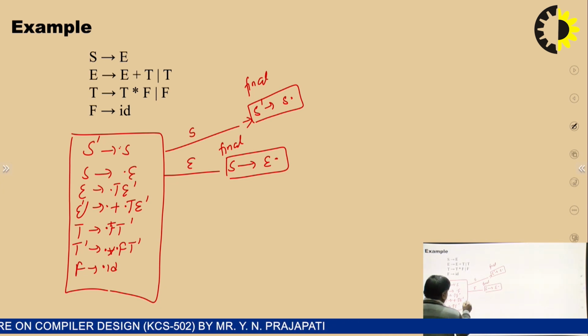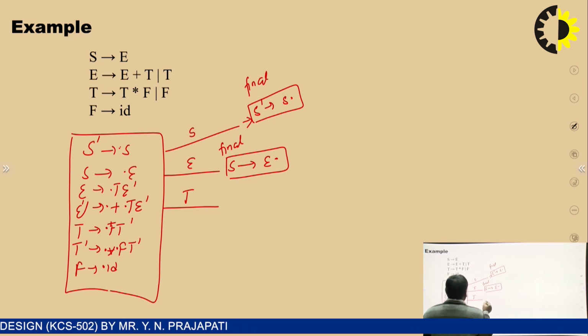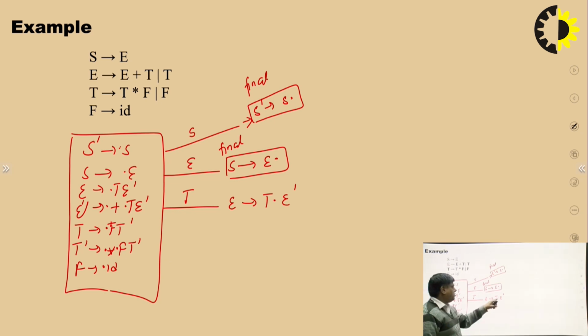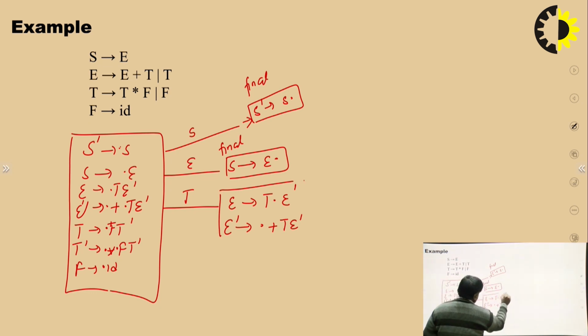Now E tends to T E'. When the dot comes before any non-terminal, it indicates that we explore all the production rules of that non-terminal. It means the dot comes to the E', then we write the production rule of E'. Now where is the production rule of E'? This one, E' tends to dot plus T E'. Now this step has been completed.